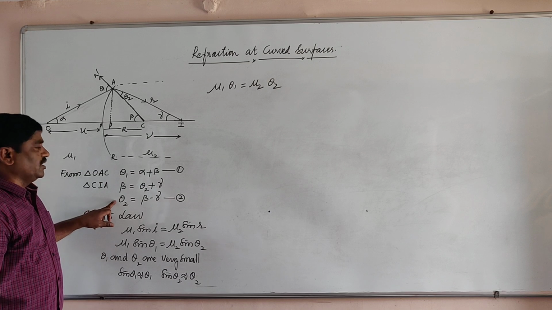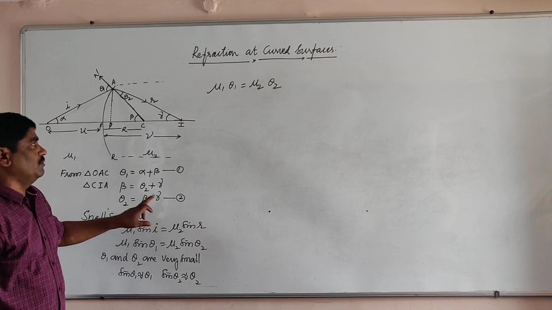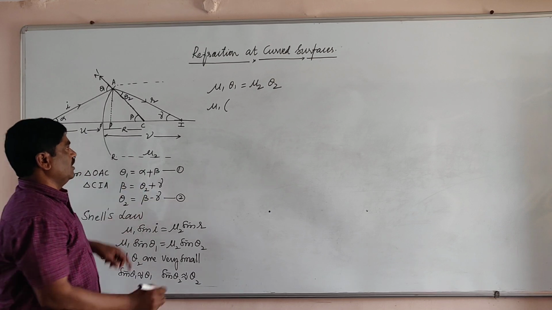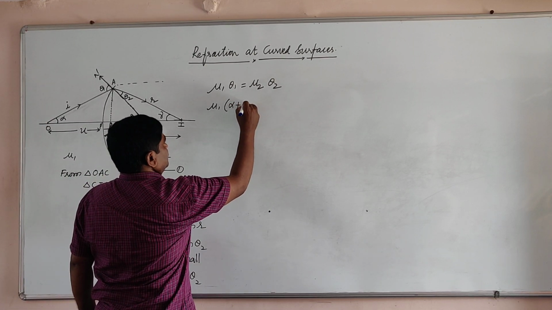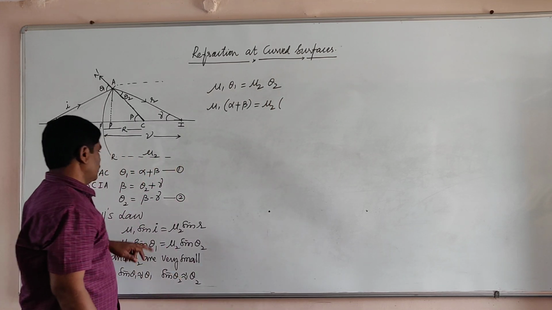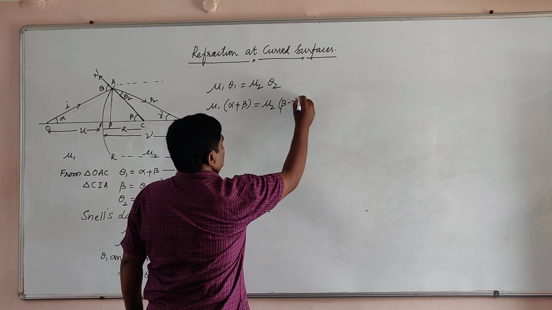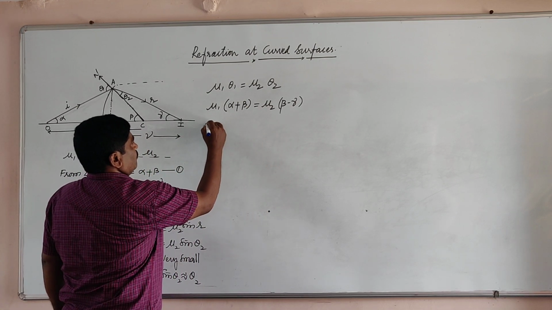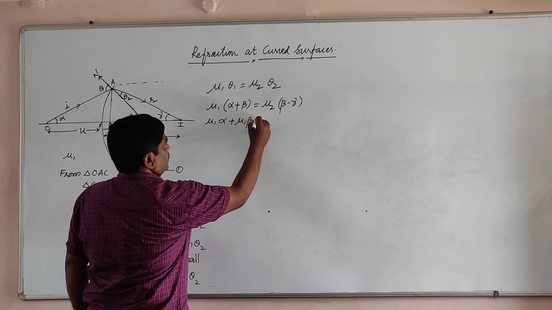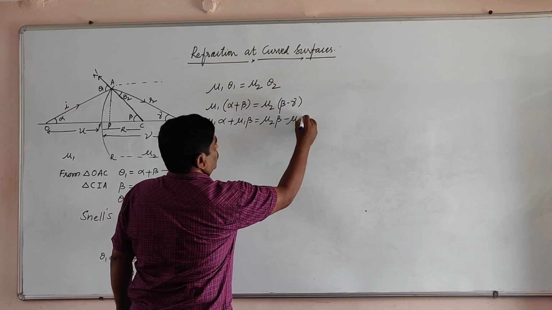But what are theta 1 and theta 2? Theta 1 we got as alpha plus beta, and theta 2 is nothing but beta minus gamma. We will substitute: mu1 into theta 1, that is alpha plus beta, is equal to mu2 into theta 2 instead, what will we write? Beta minus gamma. So here mu1 alpha plus mu1 beta is equal to mu2 beta minus mu2 gamma.